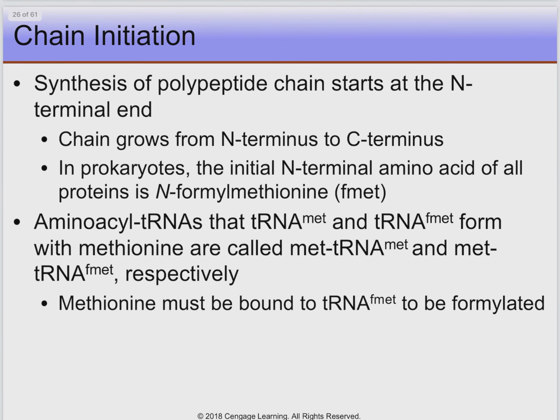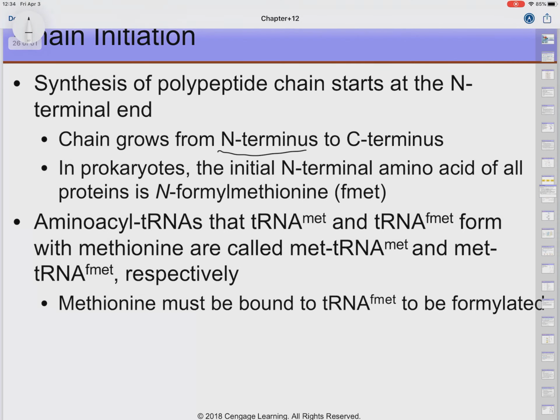Chain initiation is the beginning of this process, and we're going to look at the parts that have to be there. The chain grows from the N side to the C side. This is why we read from N to C and why we read the DNA from 5' to 3'. In prokaryotes, the first amino acid that always gets incorporated is N-formyl methionine, or fMet as it's abbreviated. So this will always be the start codon.